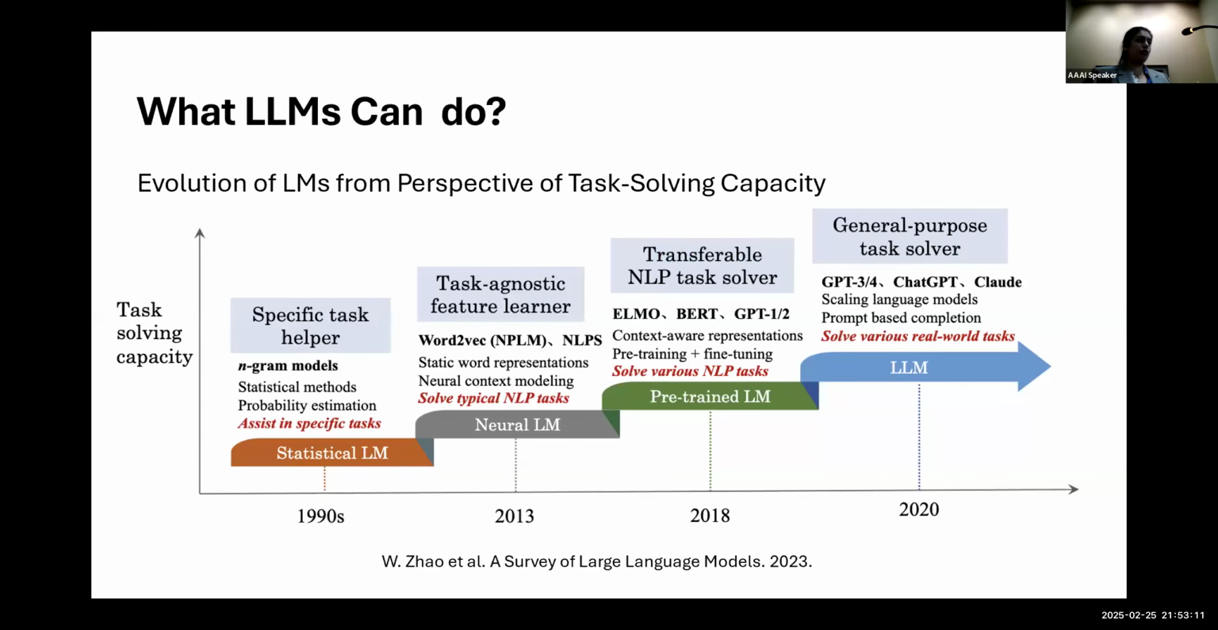Now, what can LLMs do? In earlier eras, around 1990, LLMs were able to help in very specific tasks, like statistical models and probability estimation. But now, in this era where we have models like OpenAI's GPT, we can use LLMs for general purpose tasks and use the LLM as a solver for many problems like summarization, language model scaling, and various real world tasks.